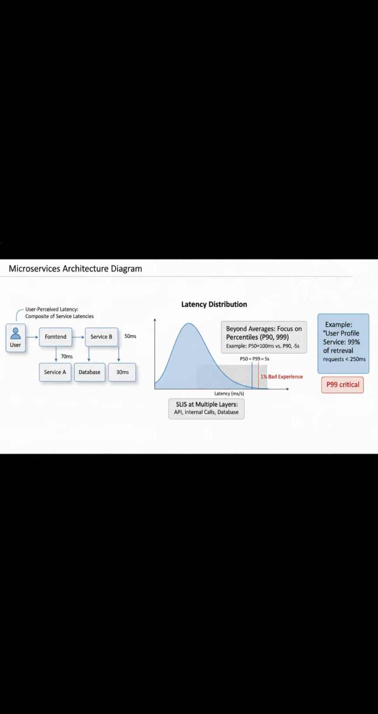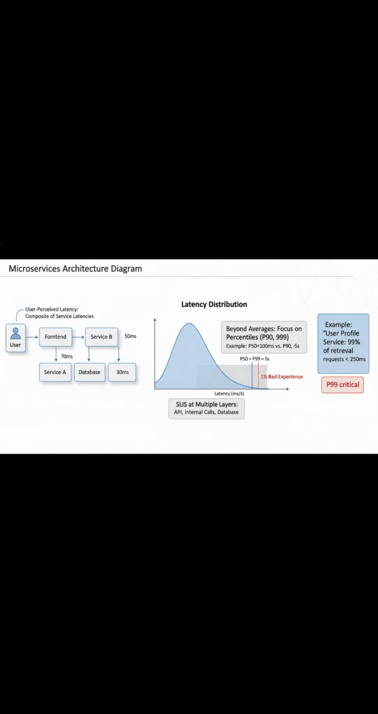While average latency can be a starting point, it often masks problems experienced by a significant portion of your users. A P50 median latency of 100 milliseconds might look good, but if the P99 99th percentile latency is 5 seconds, 1% of your users are having a terrible experience.